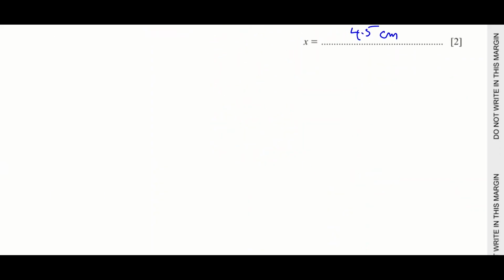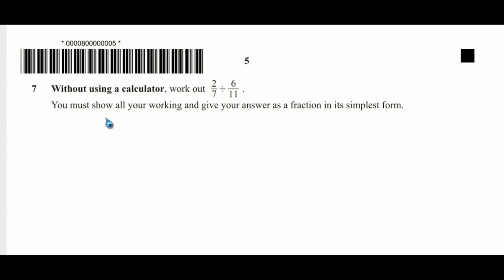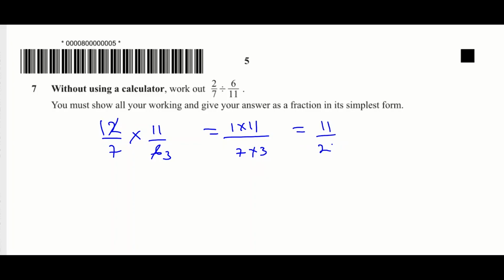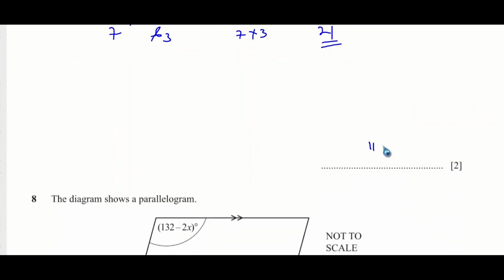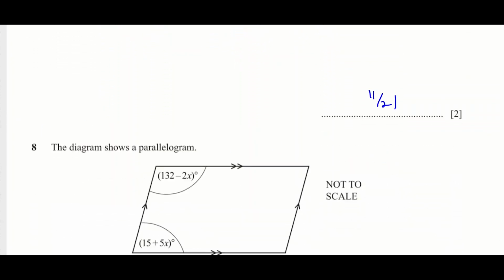So the next question will be question 7. Without using a calculator, work out this. So we have 2 over 7. We change the division sign to multiplication, and when that occurs, you flip this fraction. 11 over 6. 2 here, 1. 2 in 6, 3. So we're left with 1 by 11 over 7 by 3. So this will be 11 over 21. That will be the final answer. So 11 over 21. So let's go to the next question.